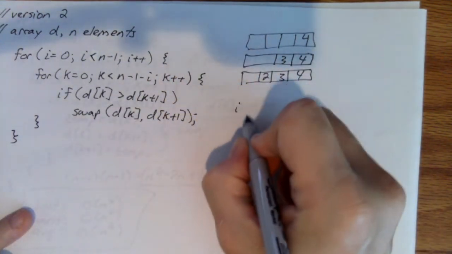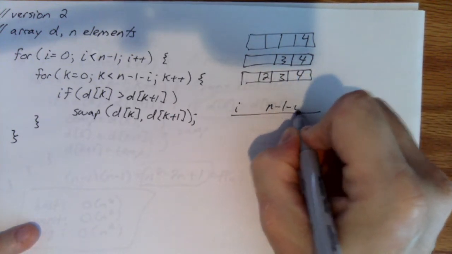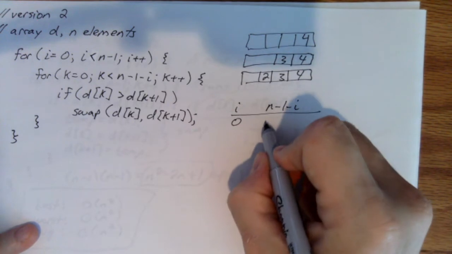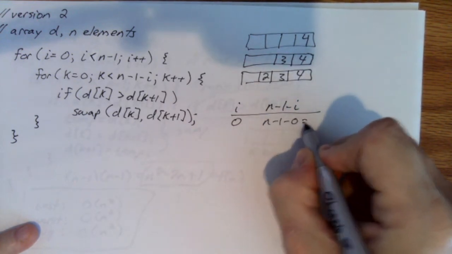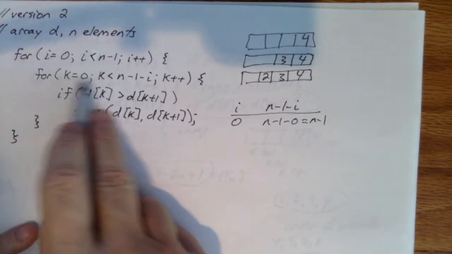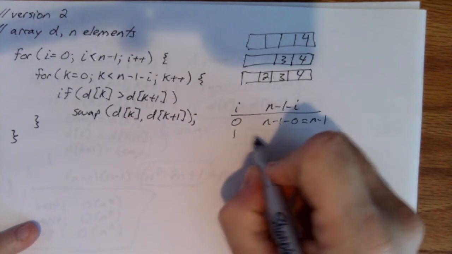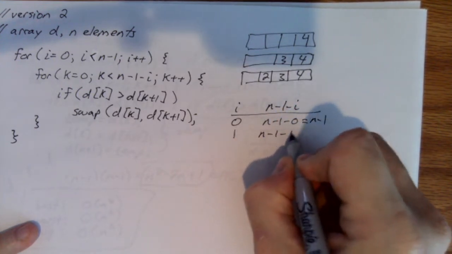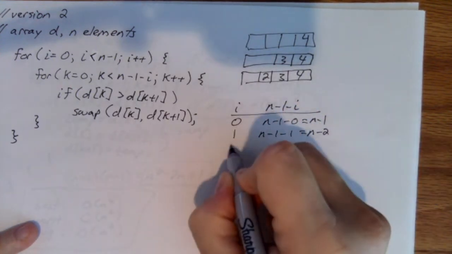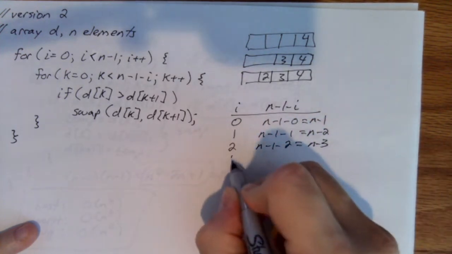Well, let's look at this. We have I, and this would be N minus 1 minus I. So when I is 0, this is N minus 1 minus 0, which is just N minus 1. So the first time, the K loop does run N minus 1 times. And then when I is 1, we have N minus 1 minus 1, which is N minus 2 times. I is 2, N minus 1 minus 2, which is equal to N minus 3 times, dot, dot, dot.